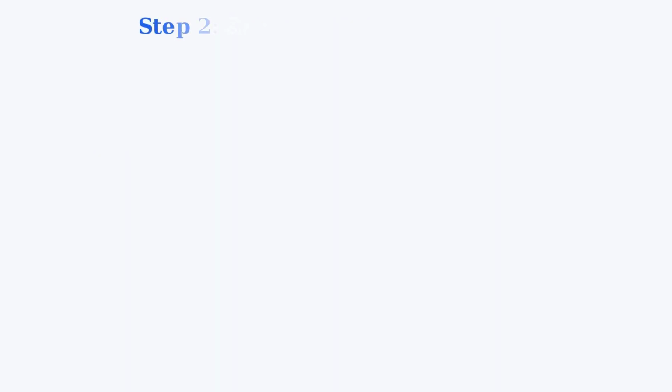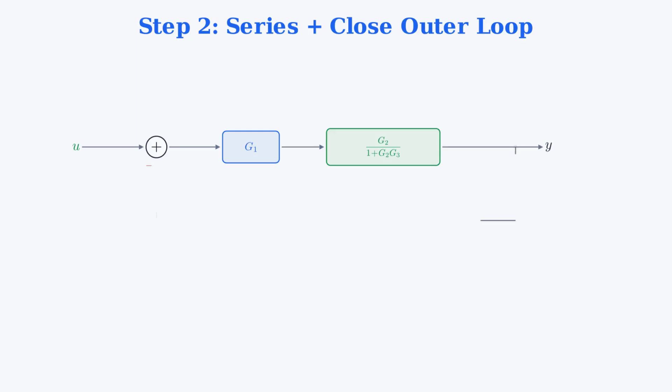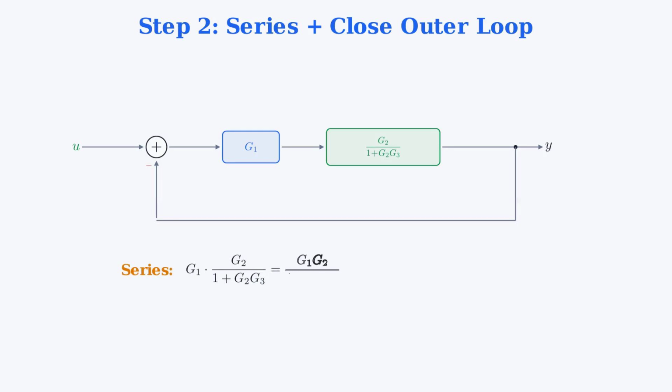Step 2. Combine and close the outer loop. First, G1 and the inner closed loop block are in series. Using the series rule, we multiply them. G1 times G2 over 1 plus G2 G3. That gives G1 G2 over 1 plus G2 G3. Now we have a single forward path with unity negative feedback from Y to the input.